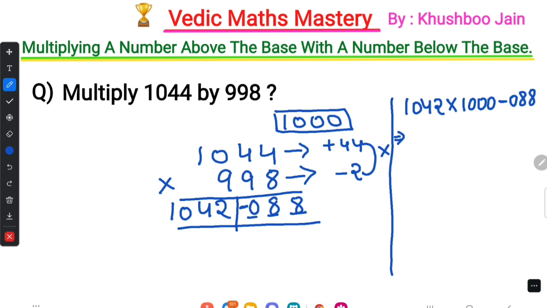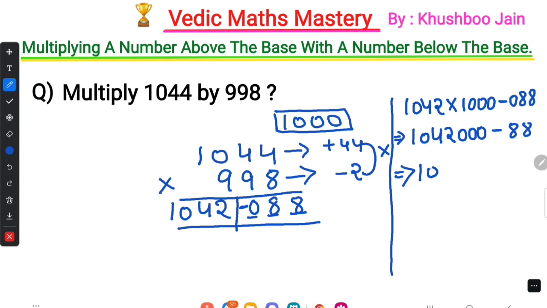So as you can see here, the answer will say 1042 triple zero minus 088, which means minus 88. So what we have to do is we can easily subtract from left to right as I already told you. All from 9, last from 10. So you will carry from here, and all from 9, last from 10. You can do it as well.